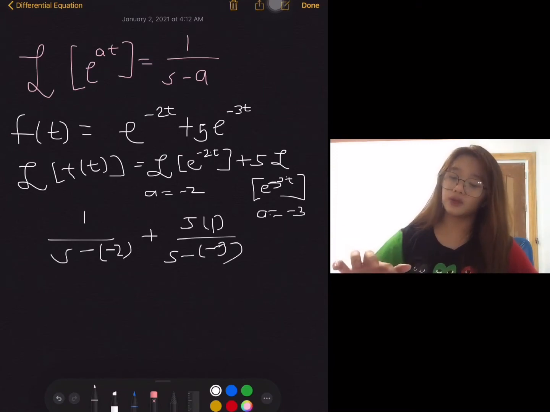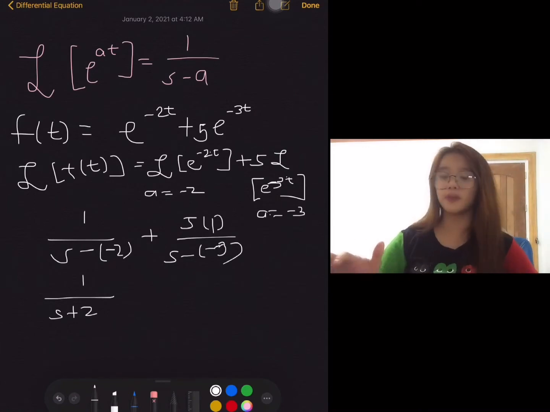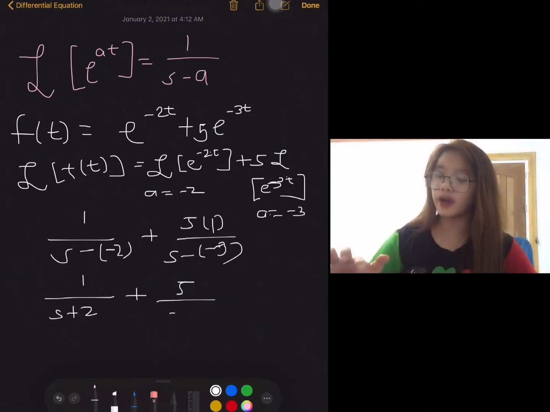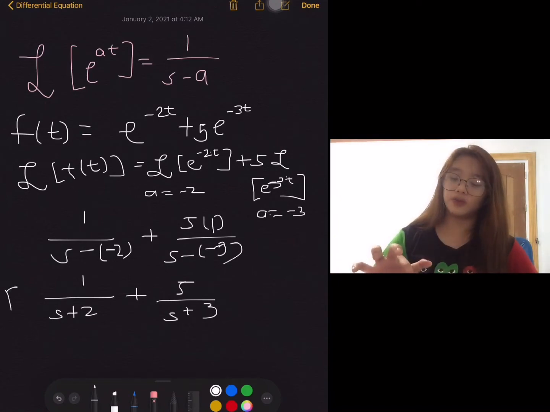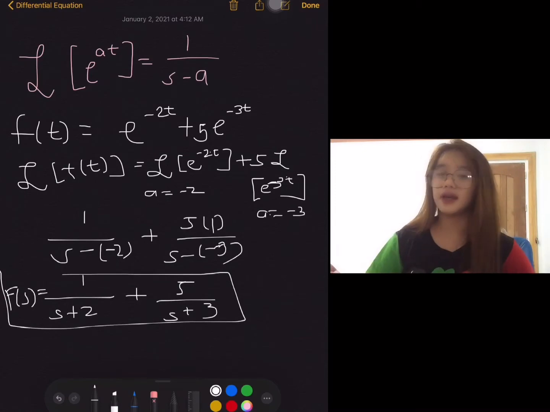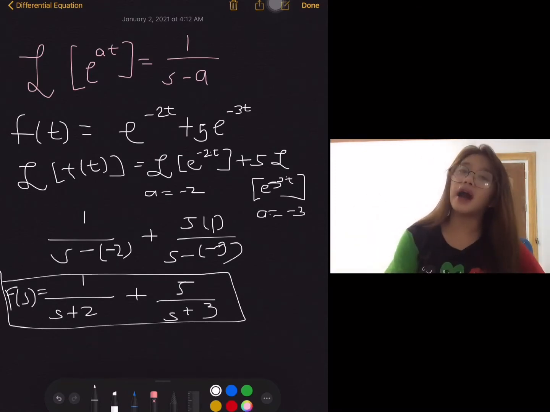Multiplying this one, we will have 1 over s minus negative 2, which is s plus 2, positive. Negative times negative is positive. Plus 5 over, same with here, negative times negative will be positive, s plus 3. Okay, so this will be our final answer. That's an easy one. Now let's proceed to the trigonometry.